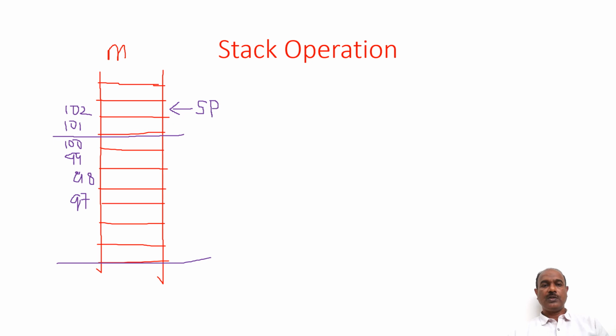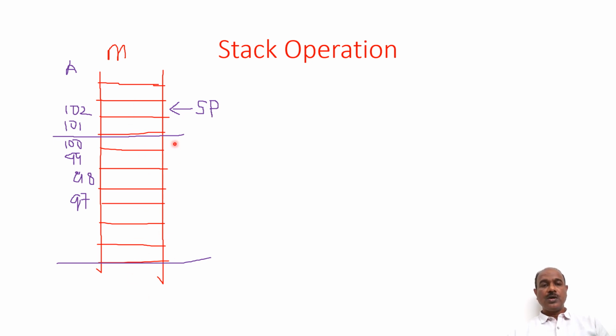So here I will set my stack pointer register equal to 102. This is the address. These are the addresses on the left side. Each location can store an 8-bit number. This location can store an 8-bit number, this location can store an 8-bit number, this can store an 8-bit number. Like this, every location in the memory can store an 8-bit number.